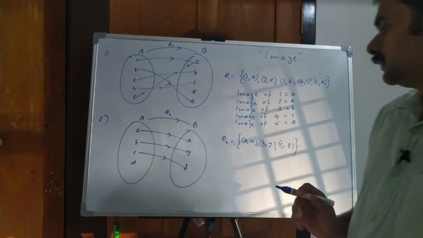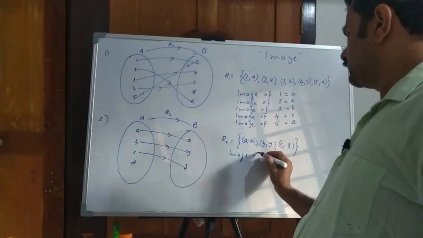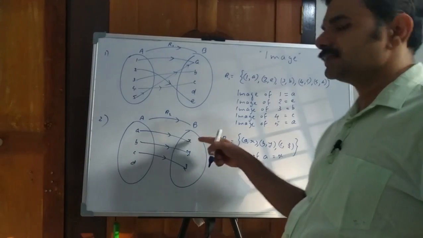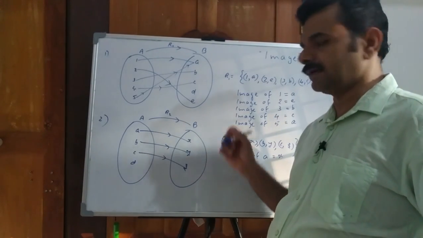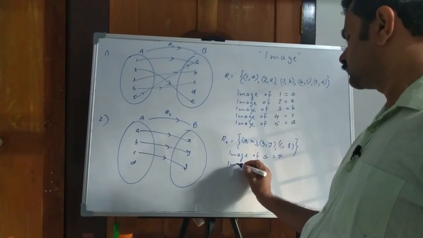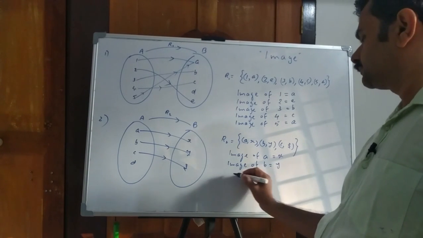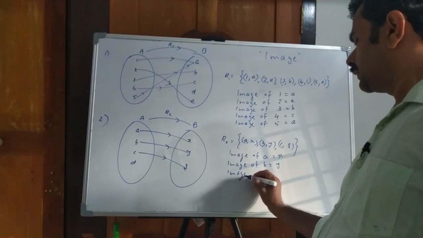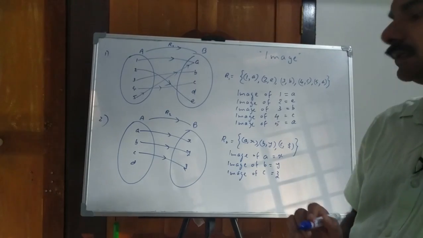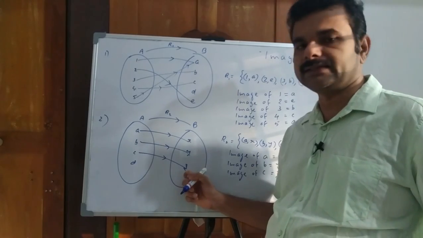Okay. For this question, image of A equal to X. X is the image of A, isn't it? Image of A is equal to X. Image of B equal to Y. Image of C equal to Z. For D, there is no corresponding image in the set capital B.